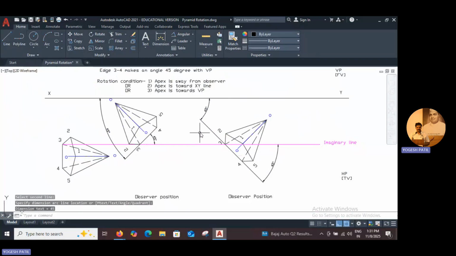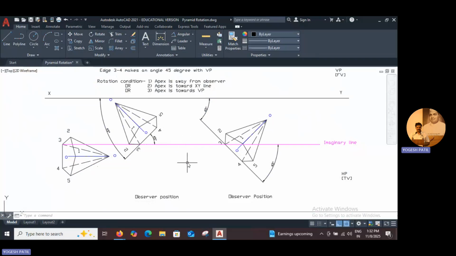As per the given conditions, both these rotations are correct, but I suggest you keep the apex position towards the right. If you enter a minus 45 angle, then whatever front view you get will be very clear, and points will be well defined. In this way we can rotate the pyramid as per the given condition.